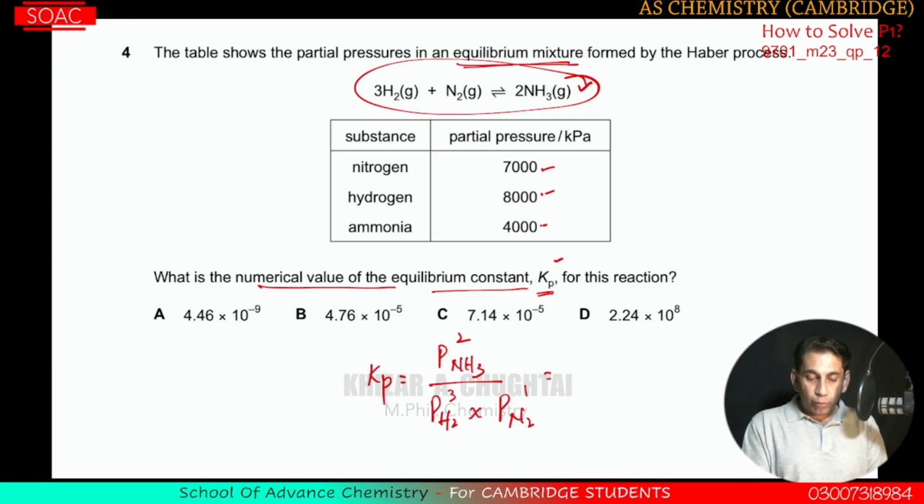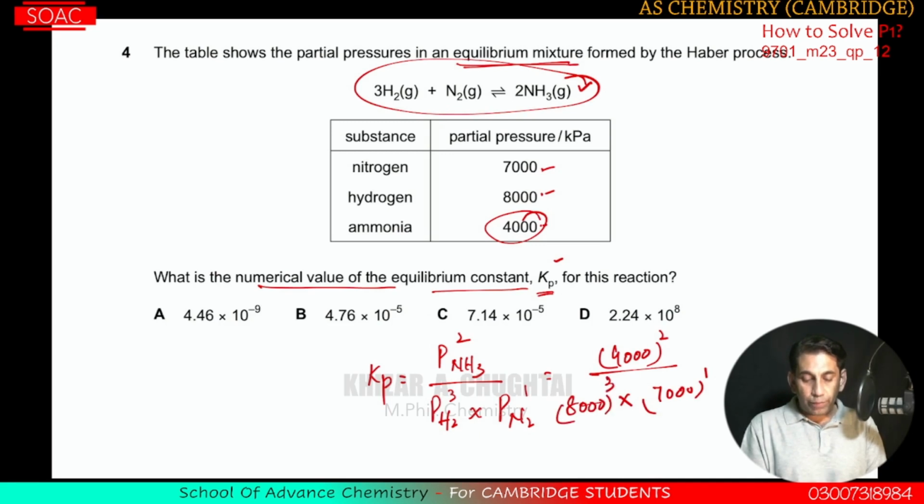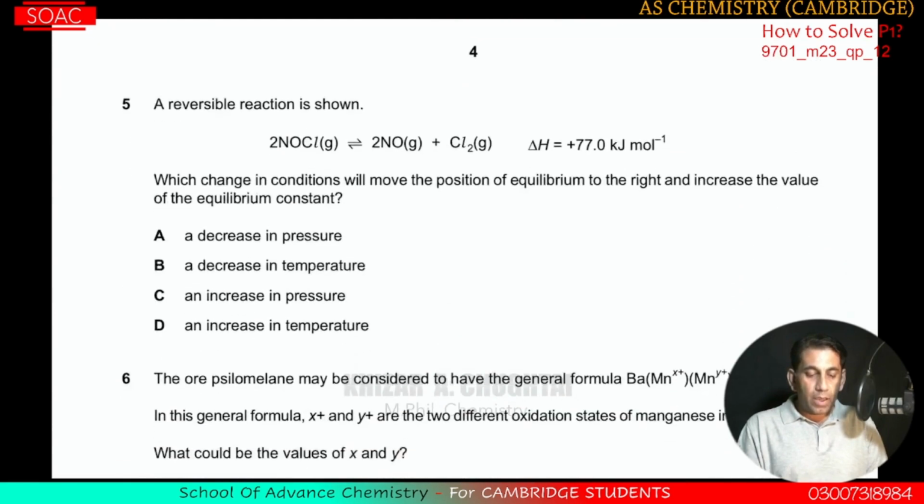What is the partial pressure of ammonia? That is 4,000, raised to power 2, divided by 1,000 raised to power 1, that is nitrogen's partial pressure, and hydrogen is 8,000 raised to power 3. So Kp is equal to 4.5 × 10^-9. A is the correct option.